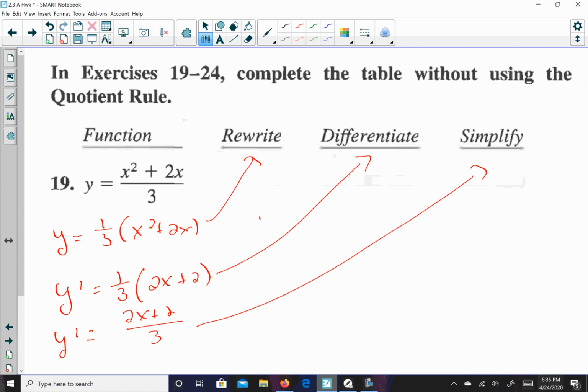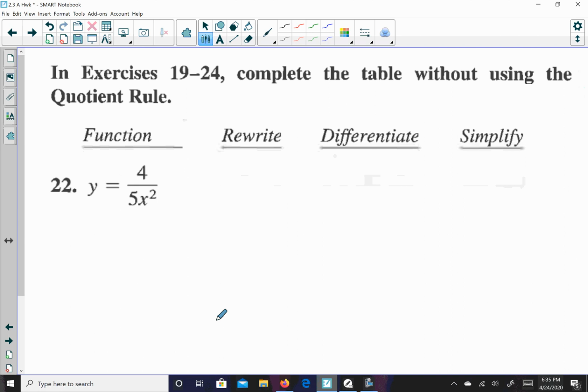Okay, moving on to the next one, number 22, I believe. When I rewrite this, I'm going to do two things. I'm going to think of this as 4/5, get that constant out of the way, and then instead of writing 1 over x squared, I'm going to write it as x to the negative 2 power. So I'm going to rewrite it like this. Then when I go to find the derivative, that 4/5 just stays on the outside.